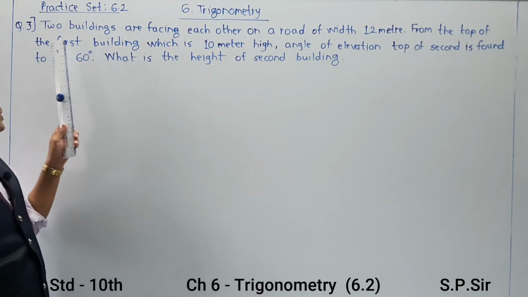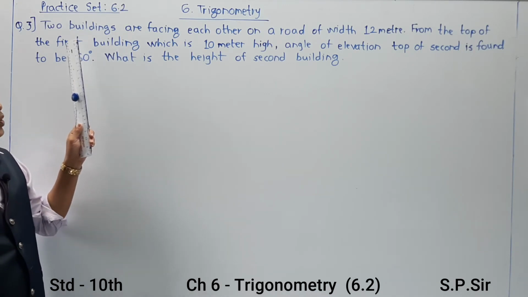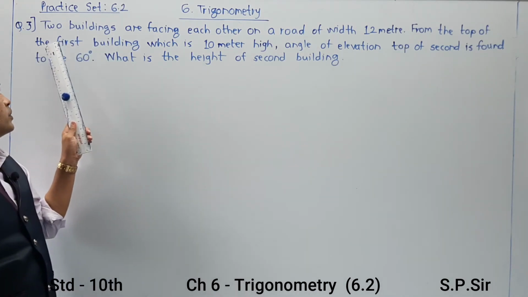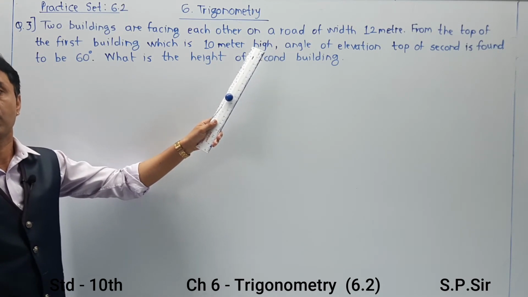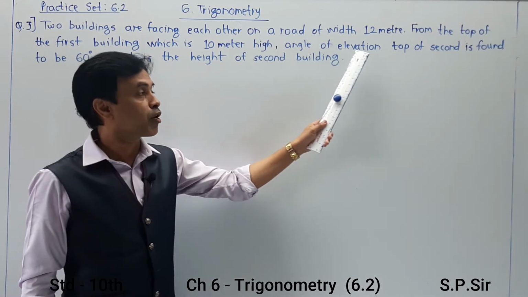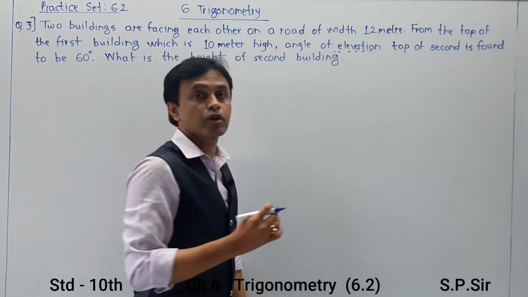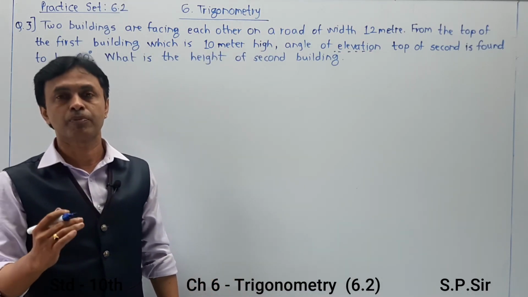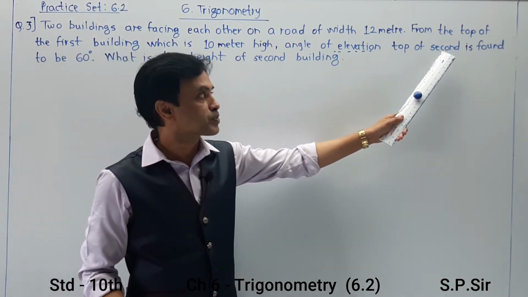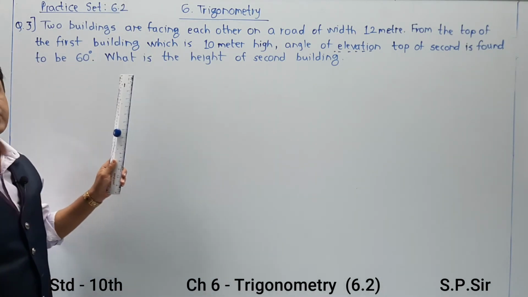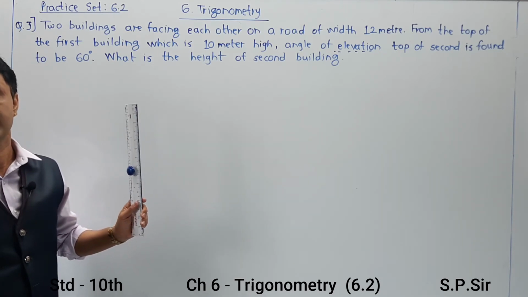From the top of the first building, means we are observing something from the top of the first building, which is 10 meter in height, the angle of elevation. So this word elevation comes over here. Naturally you are looking upward, because elevation means upward and depression means downward. The angle of elevation of the top of the second building is found to be 60 degrees. Means from the first building, if you observe the top of the second building, the angle of elevation is 60 degrees.